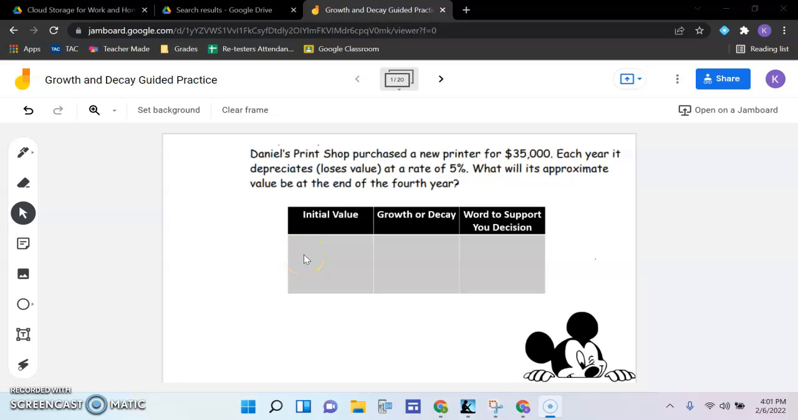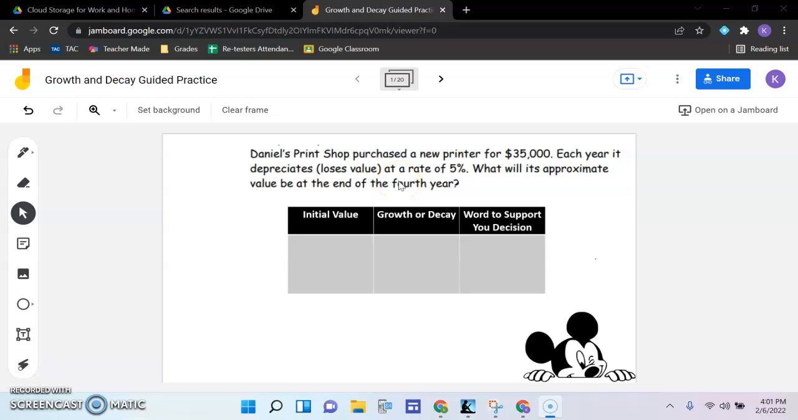Okay, so the first lesson will be finding the initial amount. You're gonna get a question like this, saying, for example, really quick, Daniel's print shop purchased a new printer for $35,000. Each year it depreciates or loses value at a rate of 5%. What will be the approximate value by the end of the fourth year?